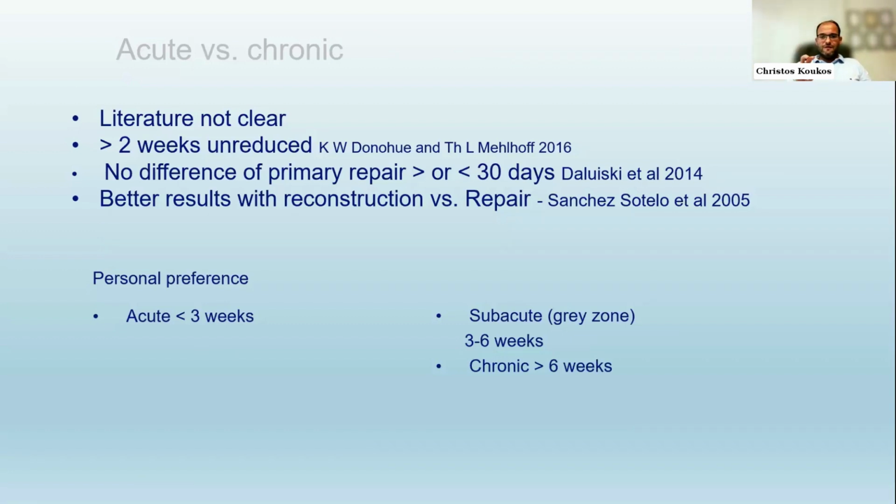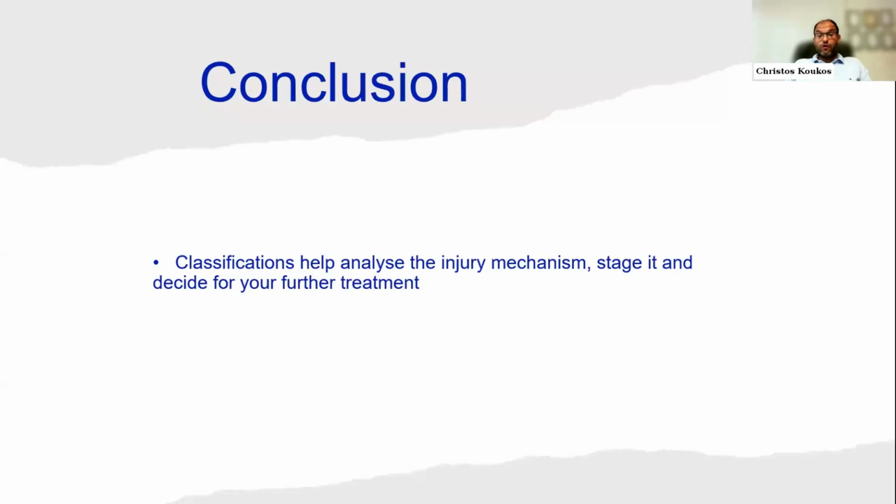If I'm allowed to add my personal preference, what I consider acute is less than 3 weeks. Subacute is what I call the gray zone, 3 to 6 weeks, and chronic more than 6 weeks. But again, that is my personal preference and opinion. In conclusion, classifications are important for us to analyze the injury mechanism and to be able to state it, and that helps us decide on our further treatment. Thank you very much.